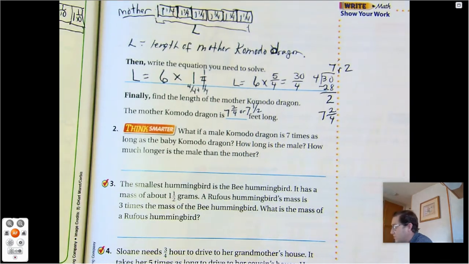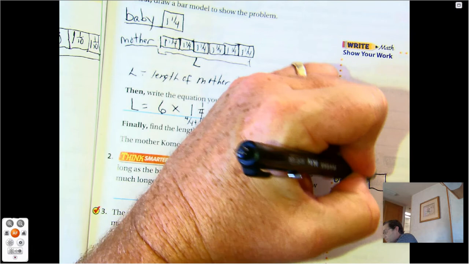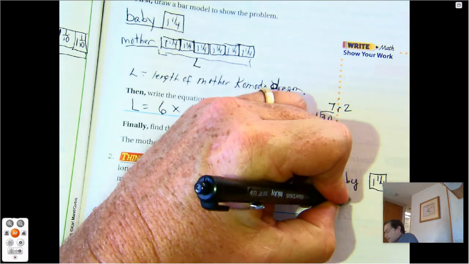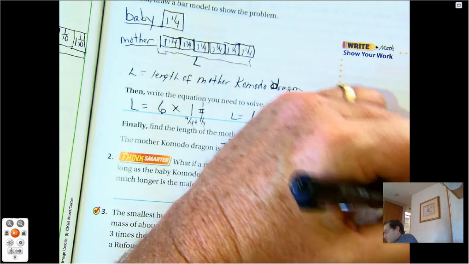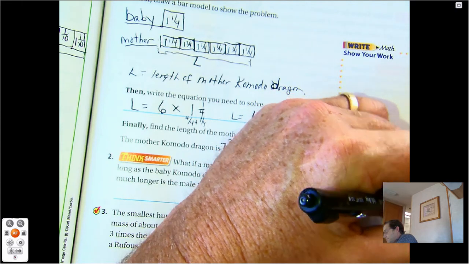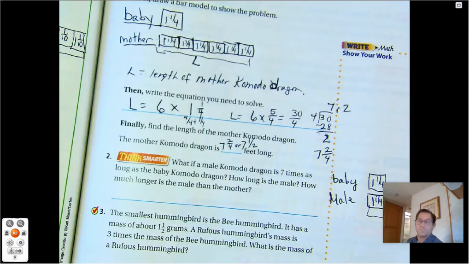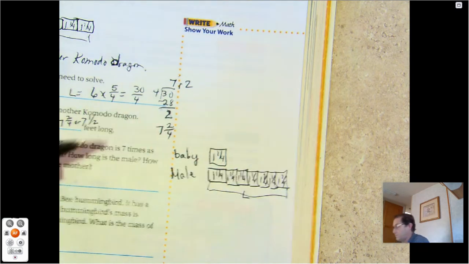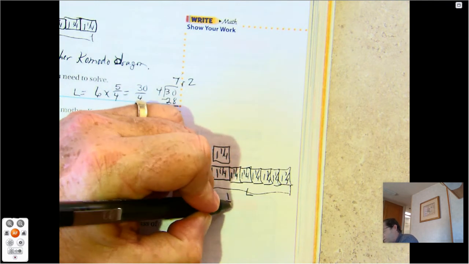All right, well, what if a male Komodo dragon is 7 times as long as the baby Komodo dragon? How long is the male? How much longer is the male than the mother? Well, if we're going to draw a picture for that one, again, the baby would be 1 1/4, and the male would be 7 times as much. So this time we're going to have 7 boxes, and in each one, they're 1 1/4. Okay, so for our equation, we're going to let L, again, represent the length of the male Komodo dragon. And so we'll have L equals 7 times 1 1/4.